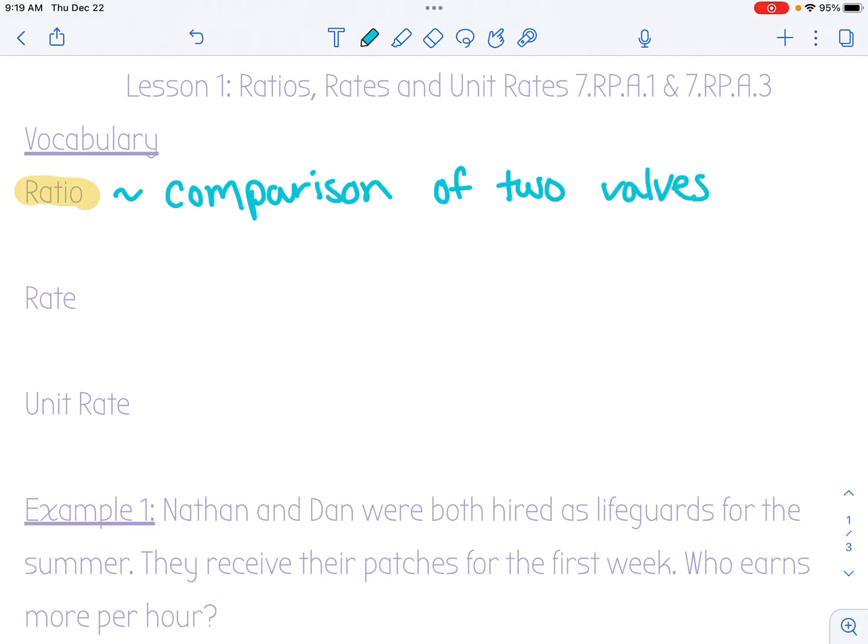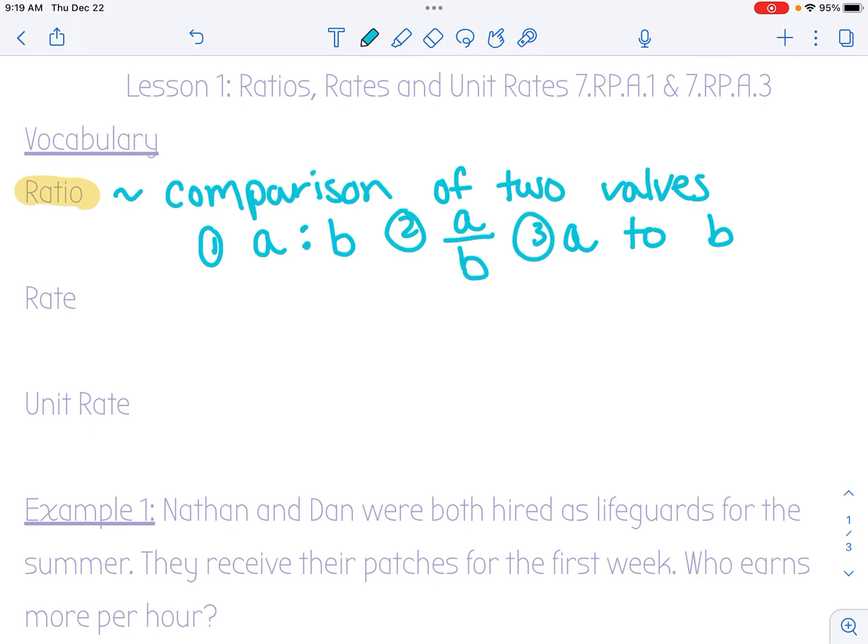And ratios can be written in three ways. We can write a ratio with these two little dots, A to B. We can also write it in fraction form, A to B. And then we can also write it using words, A to B. So they can be written in 1, 2, 3 ways, but it is just a way to compare values.